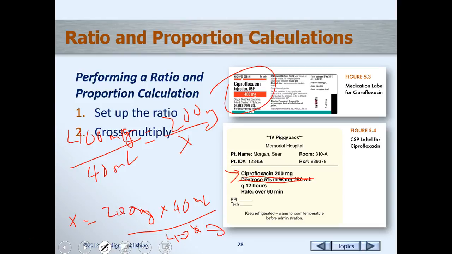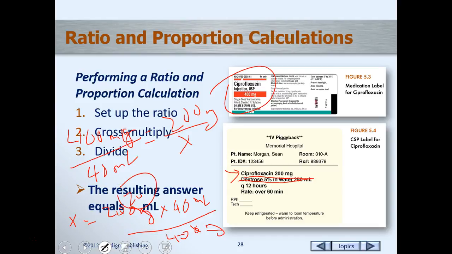So then I determine my division, and my resulting answer will be 20 milliliters. All right, how'd you do?